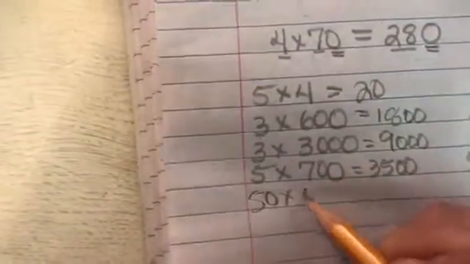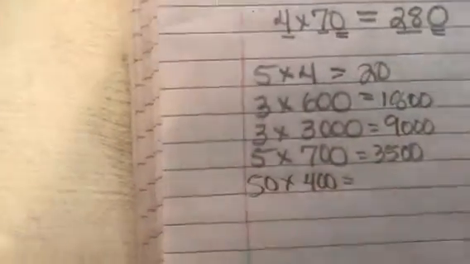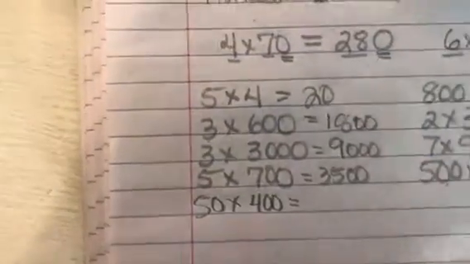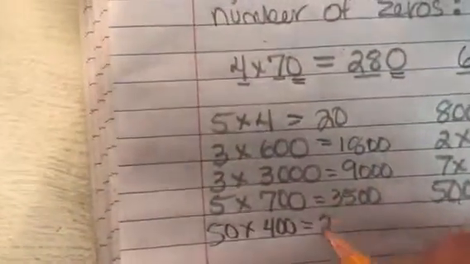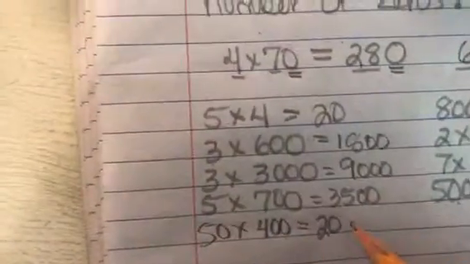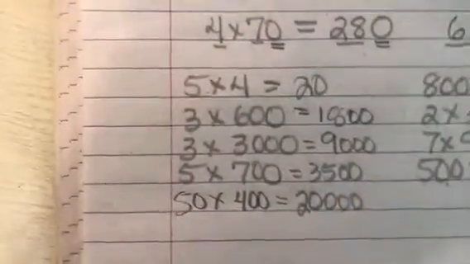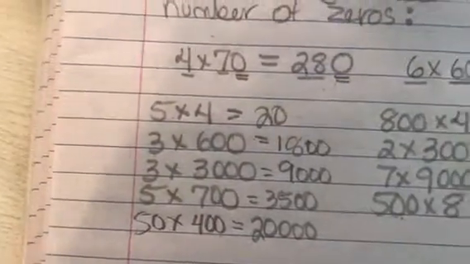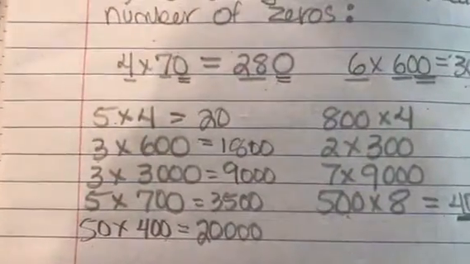This is the same thing if you wanted to do a problem that was like this. It doesn't matter, we're still going to do the same basic idea. So 5 times 4 would be 20, and then I'm going to add 1, 2, 3 zeros. So this is a real fun, easy way to multiply big numbers.